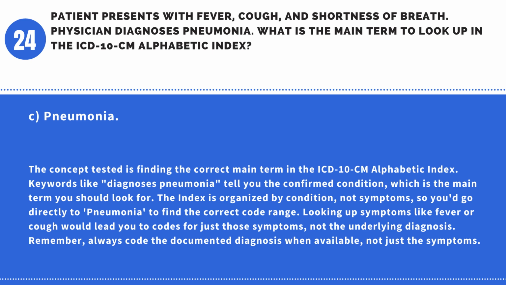Answer C. Pneumonia. The concept tested is finding the correct main term in the ICD-10-CM alphabetic index. Keywords like diagnoses pneumonia tell you the confirmed condition, which is the main term you should look for. The index is organized by condition, not symptoms, so you'd go directly to pneumonia to find the correct code range. Looking up symptoms like fever or cough would lead you to codes for just those symptoms, not the underlying diagnosis. Remember, always code the documented diagnosis when available, not just the symptoms.